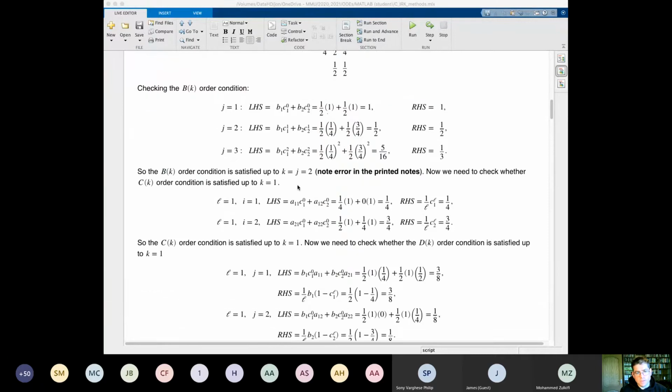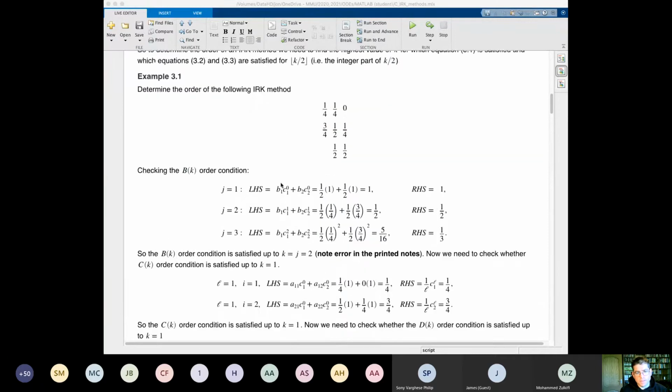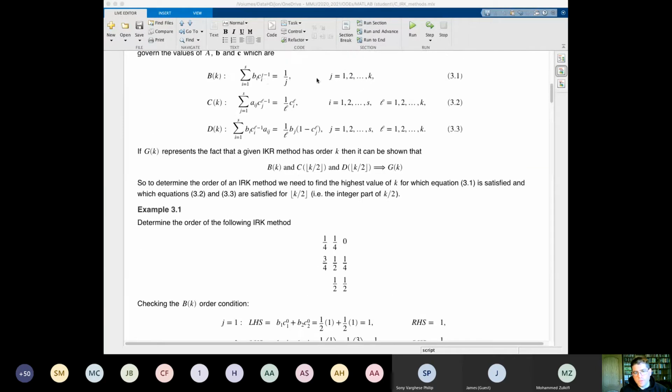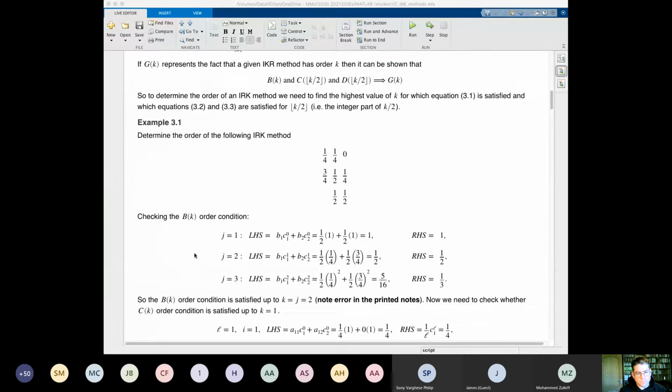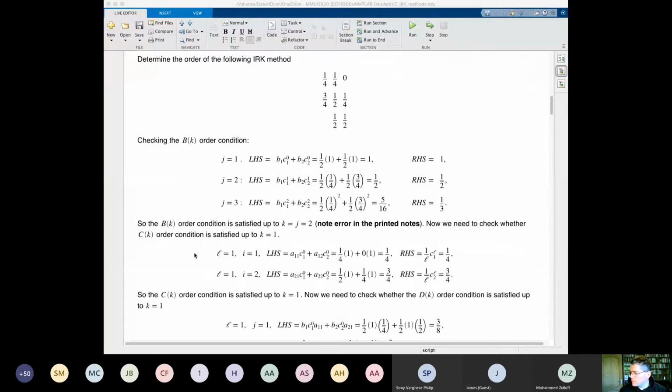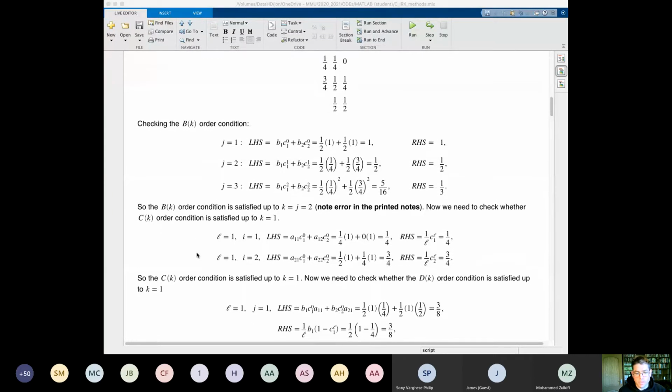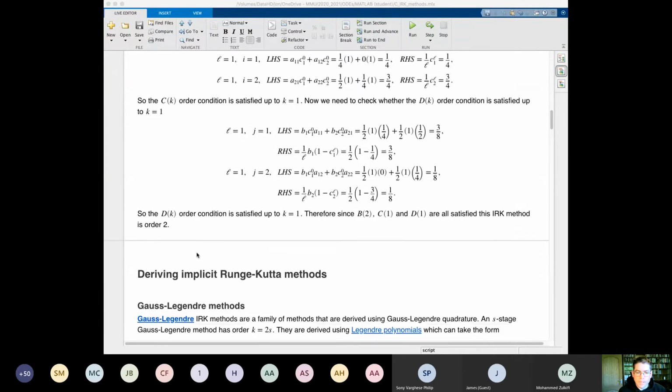Now these order conditions are also used in the derivation of our IRK method, so we're going to return to those over the next few examples. Is everything okay with that? Just put in the chat if you want me to go over anything in a bit more detail.